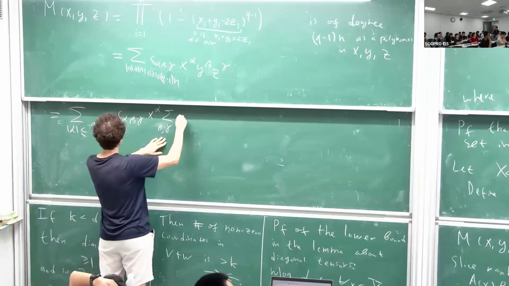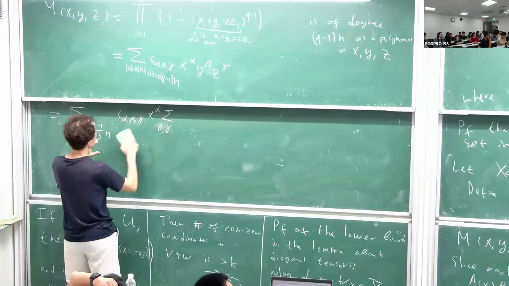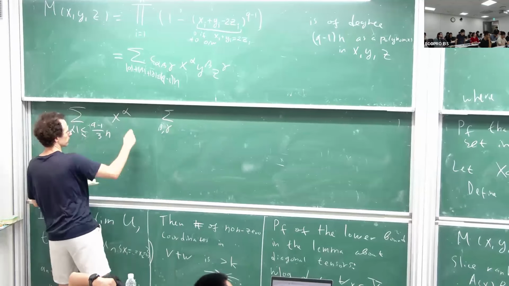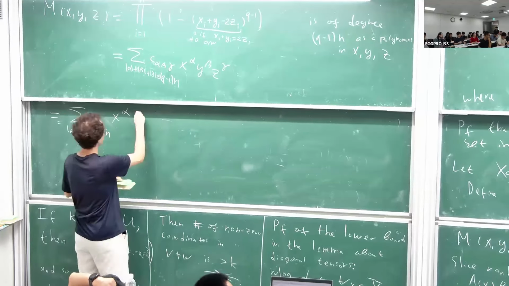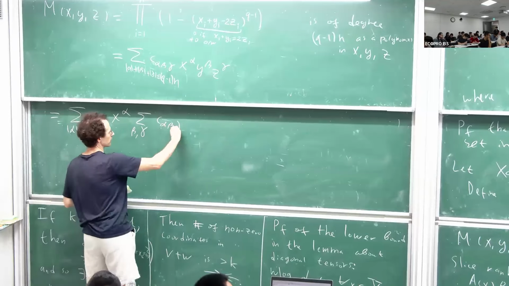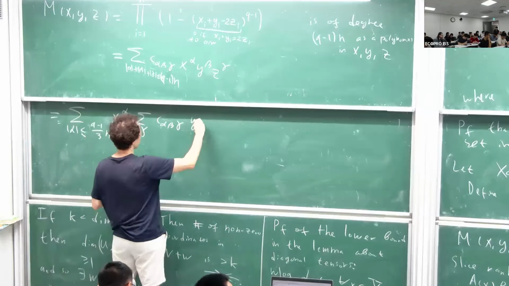Oh, sorry. Oops. What did I do? You never saw that. So now it's a sum over beta and gamma, and then there are the y to the beta and z to the gamma.